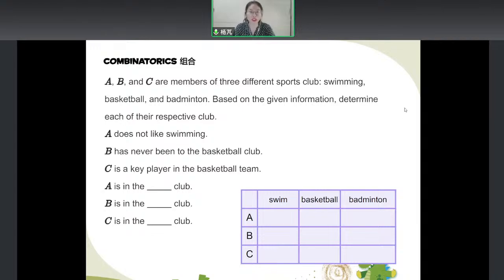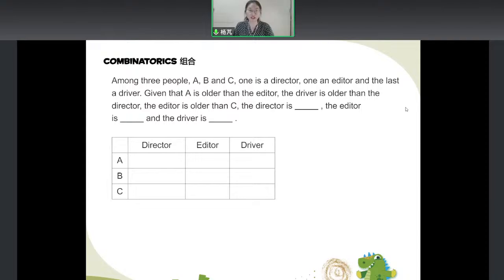Now let's try one more. All right, be careful. This question is not on your paper. It's an actual practice, a bonus question. Let's try it together. What is the key information we get? A, B, C, 3 people, and they have different jobs: director, editor, and driver. Given that A is older than the director, this is the first thing we know. The driver is older than the director, the second one. The third one says the editor is older than C.